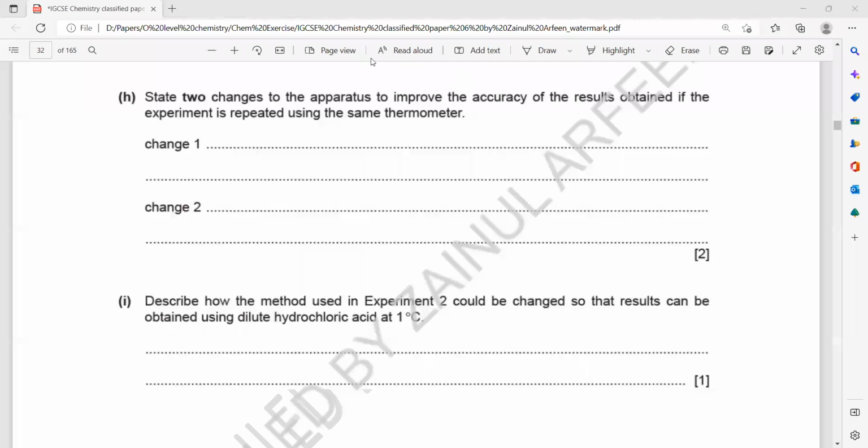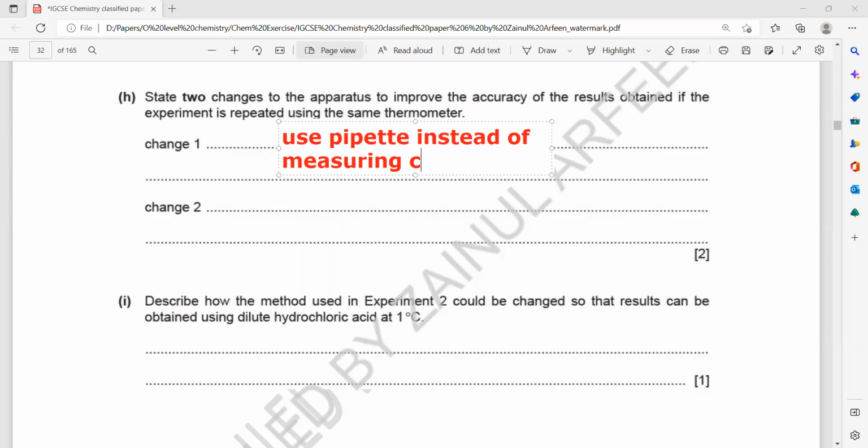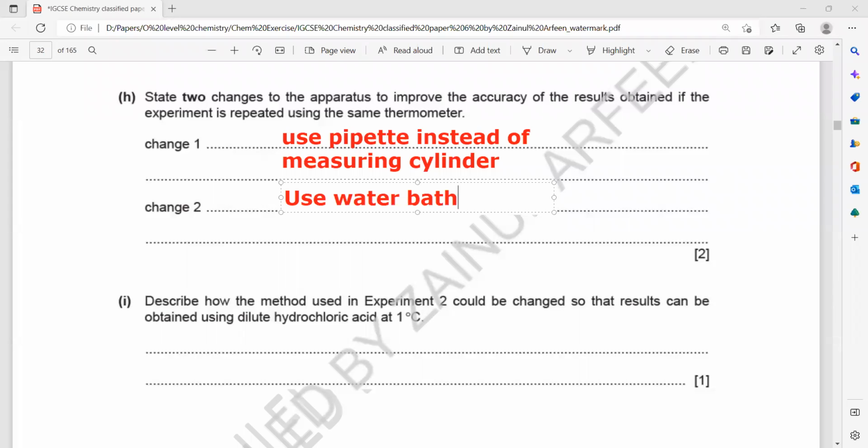So the two changes in the apparatus: use a pipette instead of a measuring cylinder, as it will be more accurate. And the second thing, use a water bath to maintain temperature, as we are supplying heat energy from outside, or we want to make it warm or a fixed temperature. If the reaction is taking place inside and is releasing energy and we don't want the heat energy to escape, then we will use a polystyrene cup.